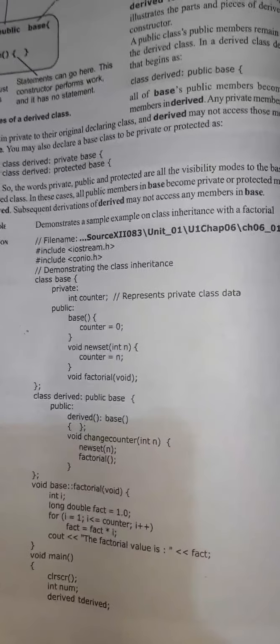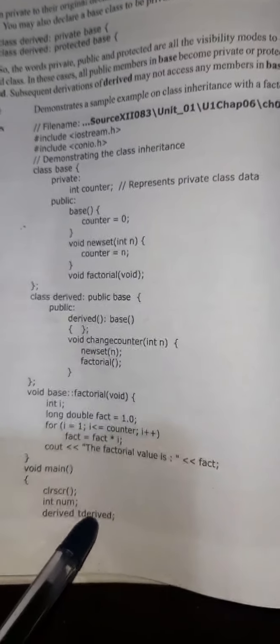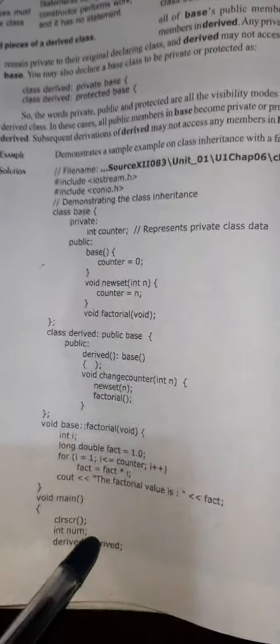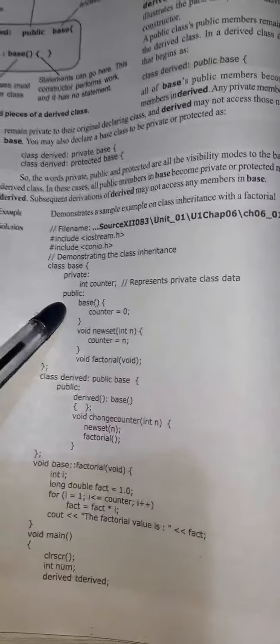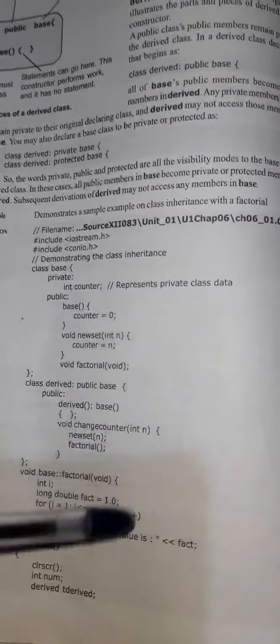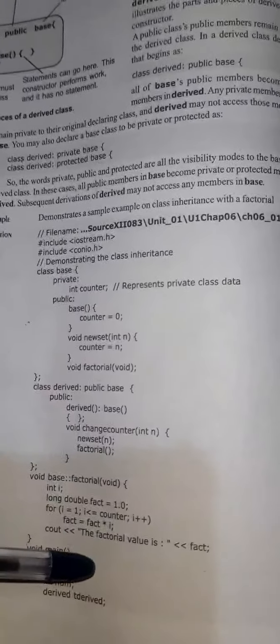Although the private members of the base class cannot be accessed directly, objects of the derived class, and in this case this is the object of the derived class, are able to access the private members of the base class through some non-private inherited members, that means public inherited member functions.